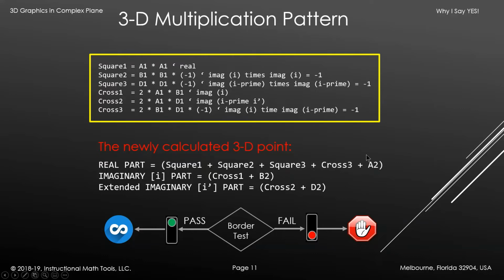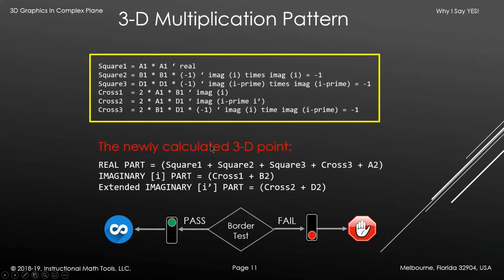a2 is the original C, the real part of C that was submitted to the recursive equation. The imaginary part is determined by taking cross 1 and adding it with b2, which is the imaginary part of the point C that was submitted to the recursive equation. And for the extended imaginary part, the I prime, you take cross 2 and you add it to d2, and of course d2 is the extended imaginary portion of point C. And once that is accomplished, you have created a new point.